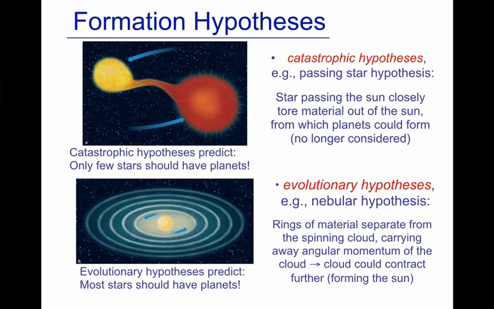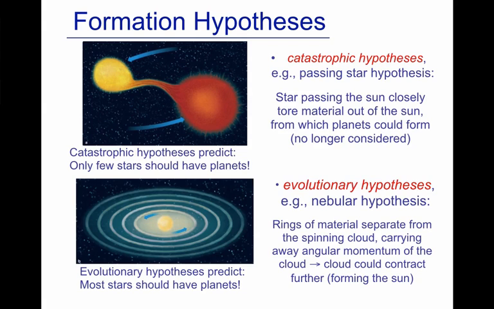So we're going to take this cloud of material, we're going to make a star in the center, and the rest of that material as it goes around is going to be what the planets are made out of, that material swirling around. This, like I said, predicts that most stars should have planets. And that's what we're finding.